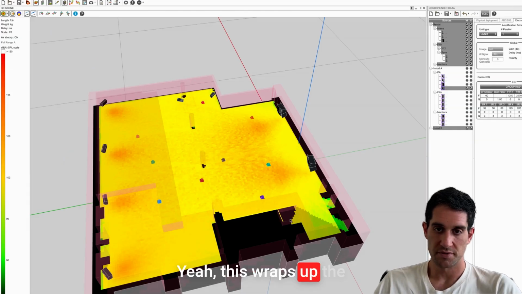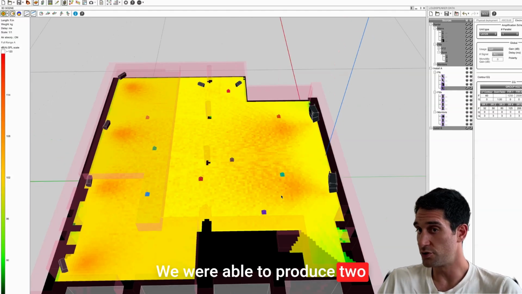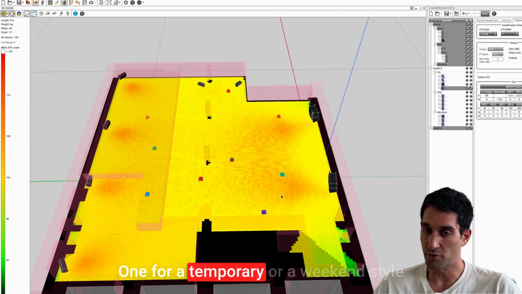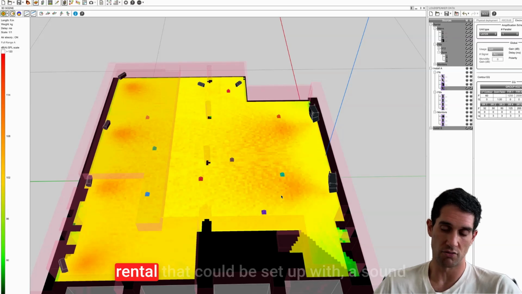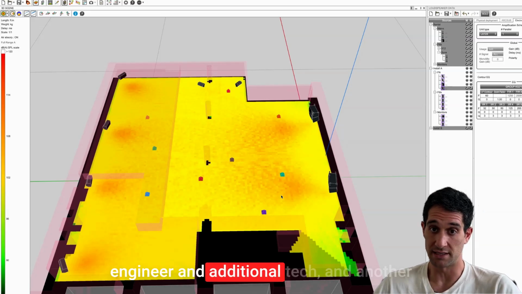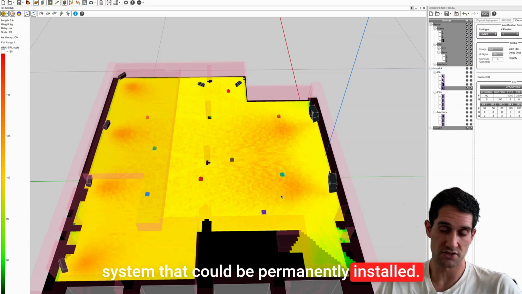Yeah, this wraps up the design process for this video. We were able to produce 2 different designs using L-Acoustics, one for a temporary or a weekend style rental that could be set up with a sound engineer and an additional tech, and another system that could be permanently installed.